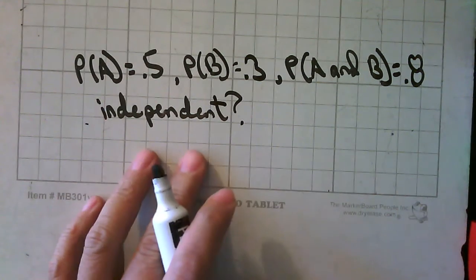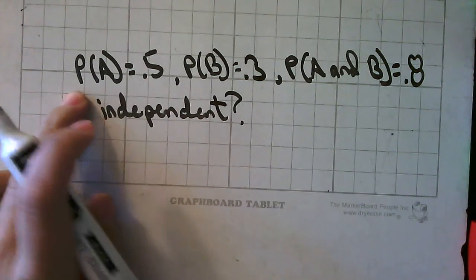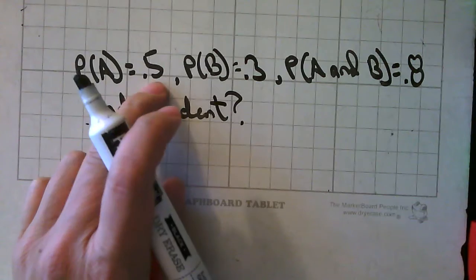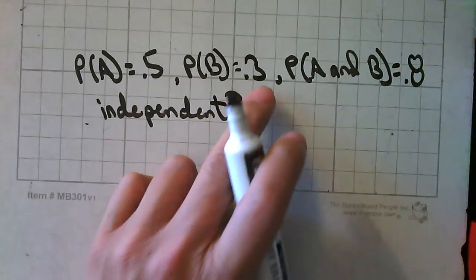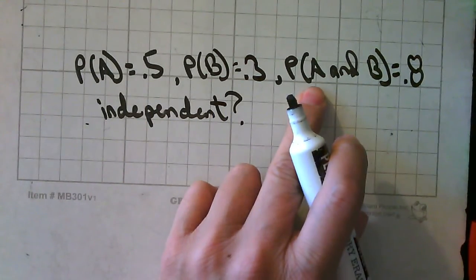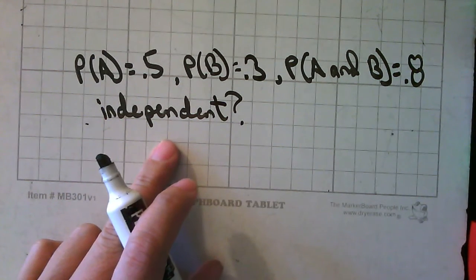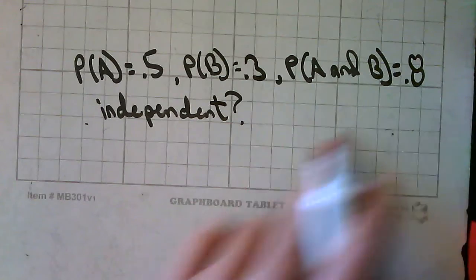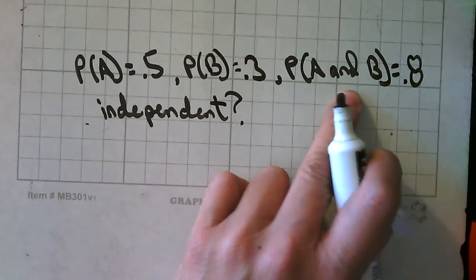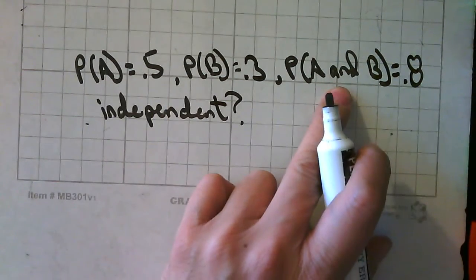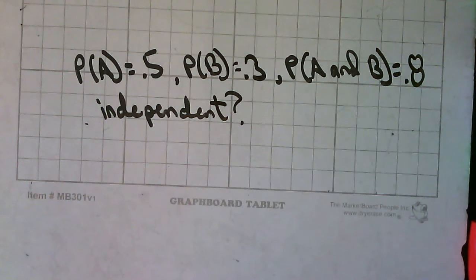Okay, so here's the second case we're going to look at. I have the probability of event A is 0.5, probability of event B is 0.3, and the probability of A and B is 0.8. So now we're going to try to find out if these are independent. So remember I told you independent means A and B is A times B if it's independent. So let's check. Let's do the formula.